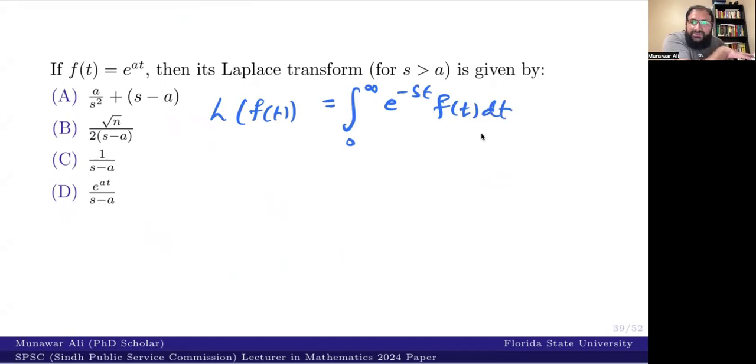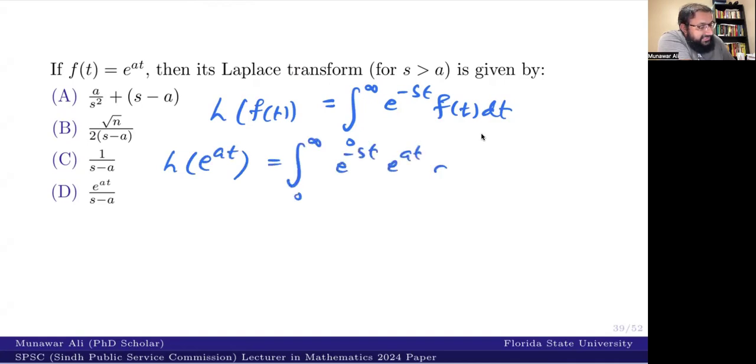This is the Laplace transform in the real sense, but you have also other formulas for the Laplace transform in some complex situations. But most of the times when this question is asked in these exams, it's basically asking for the Laplace transform in the real sense. Okay, so what is the Laplace transform of e to the at? It is the integral from 0 to infinity of e to the negative st times e to the at dt. So you just integrate and you put the limit, that's it.